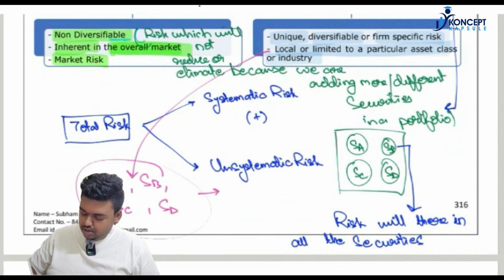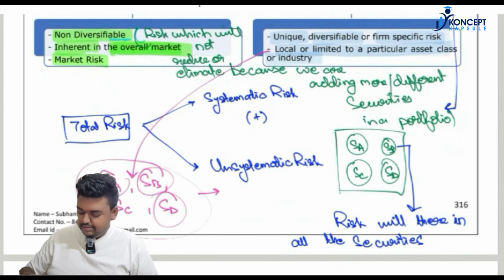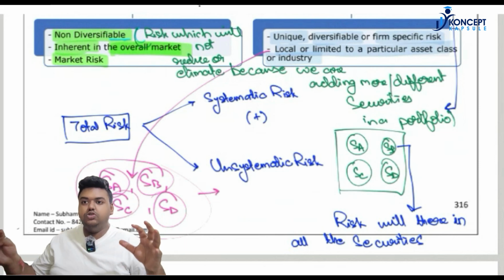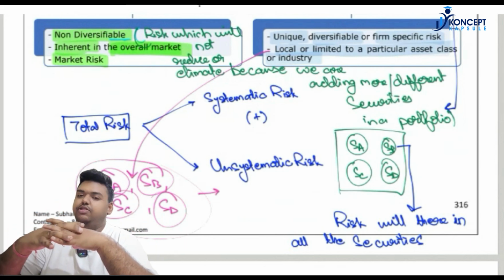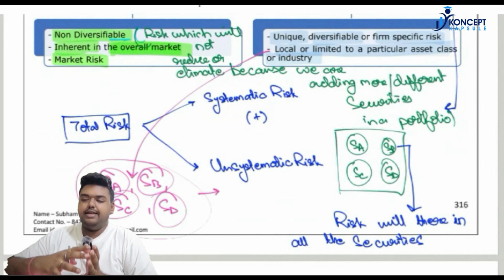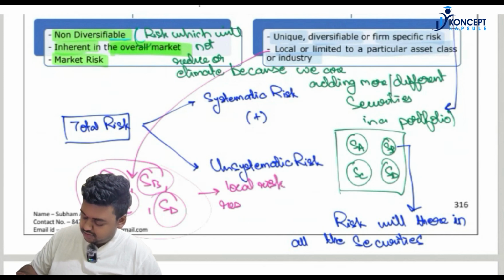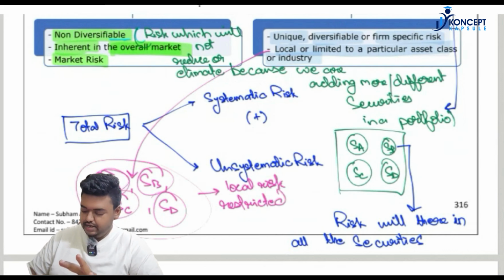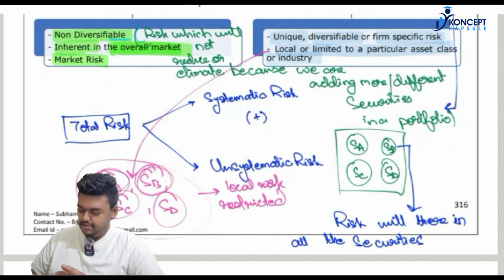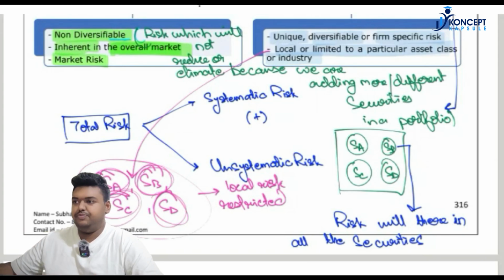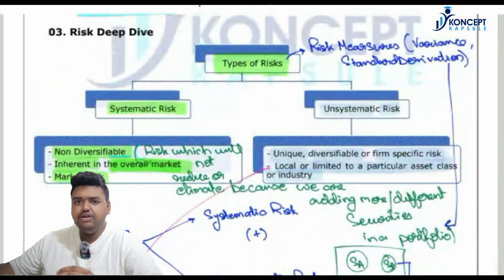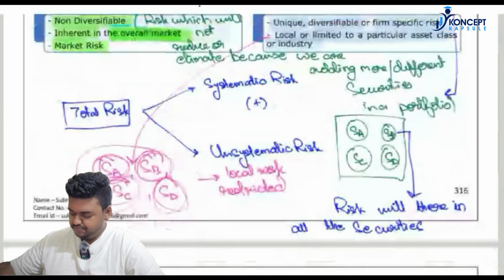because the overall risk depends not only on the individual risk of a security but also on how different securities interact with each other. So this can be diversified, and that is why we are saying that unsystematic risks are local or restricted risks. This risk will only belong to security A, or only to security B, C or D. Are we clear about the deep dive of the types of risk?